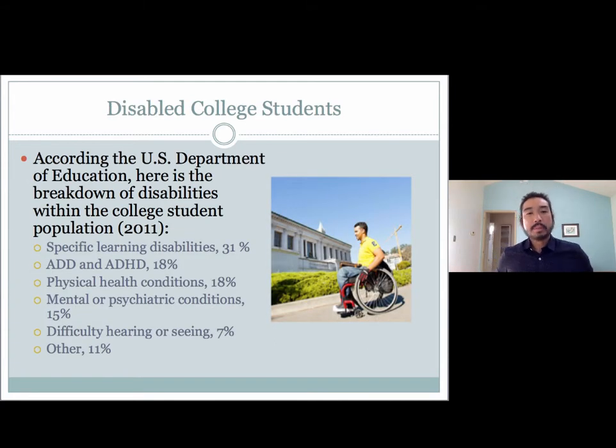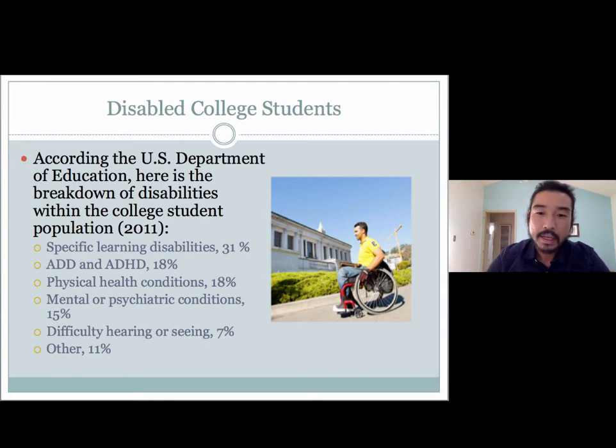All right, so I want to move on to something that's a little bit more relevant to designing online courses for college students. So I'm going to start with this. According to the US Department of Education, about 11% of college students are disabled. So about 1 in 10 students are disabled.